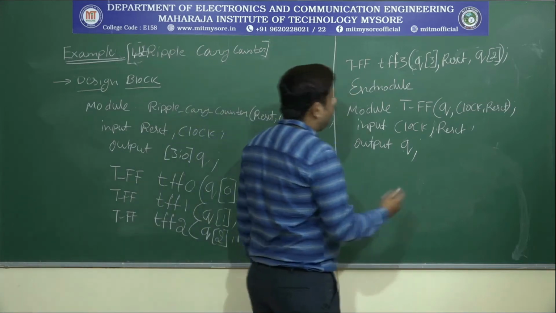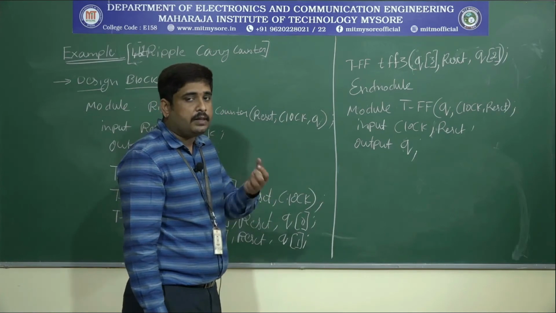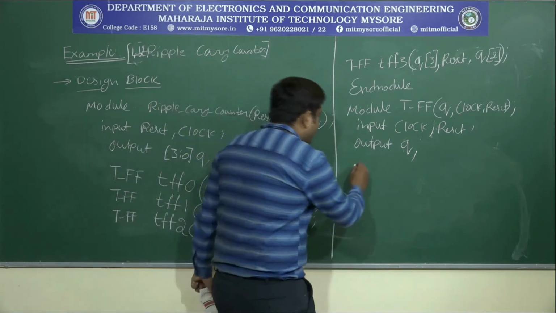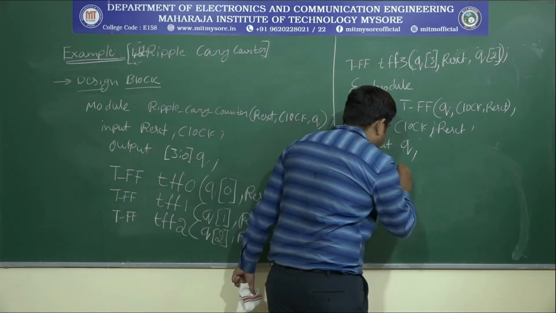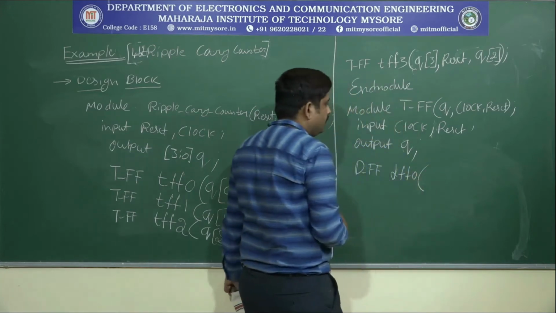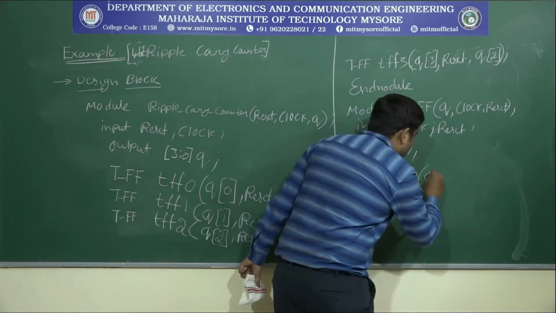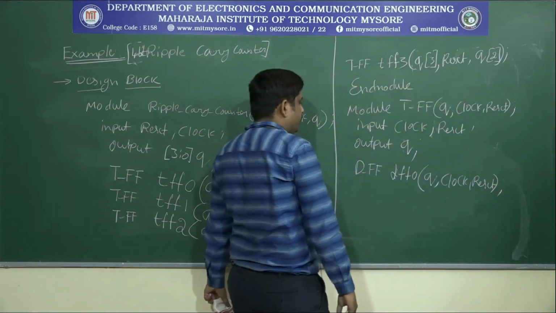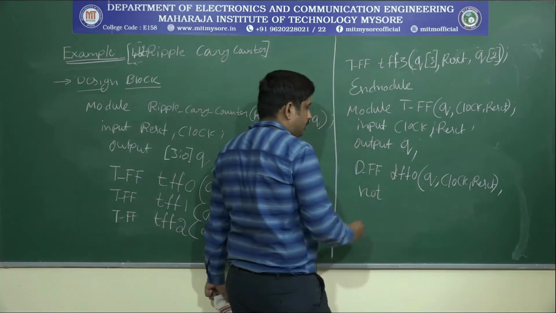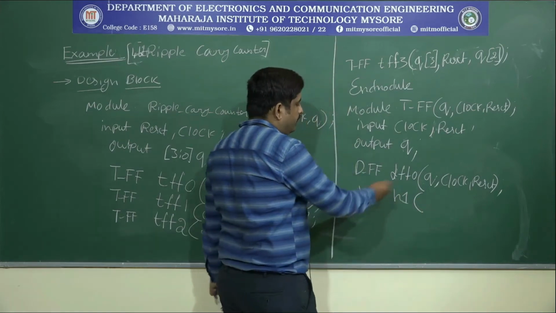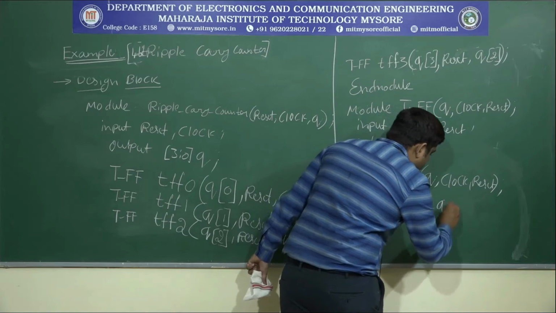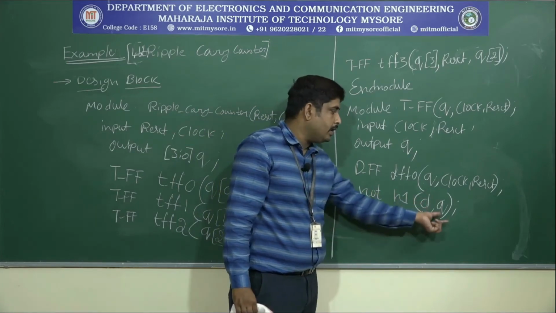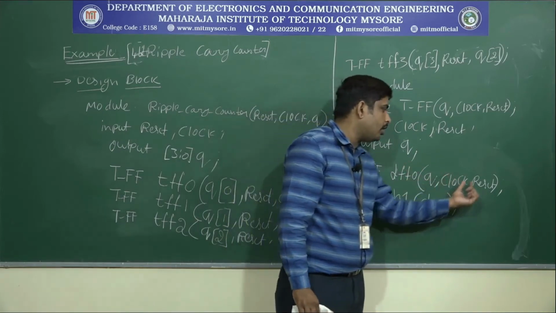Next, for the T flip-flop there are 2 instances. What are they? One is a D flip-flop, another is an inverter. First we write the instance of the D flip-flop. Simply write DFF, and mention DFF0. We know the output and input here: Q is the output, and clock and reset are the inputs. Next we write the inverter, not, and name it N1. For the inverter, the output is D and the input is Q. Don't get confused here: for not, D is the output and Q is the input, while for the D flip-flop, Q is the output and clock and reset are the inputs.